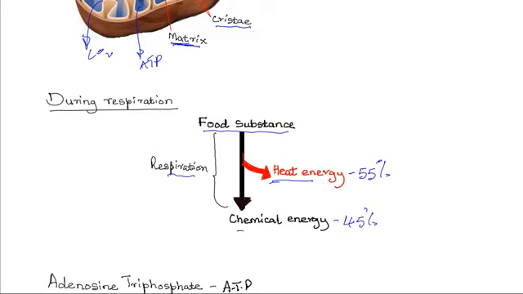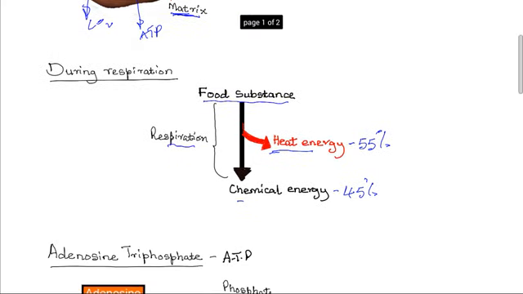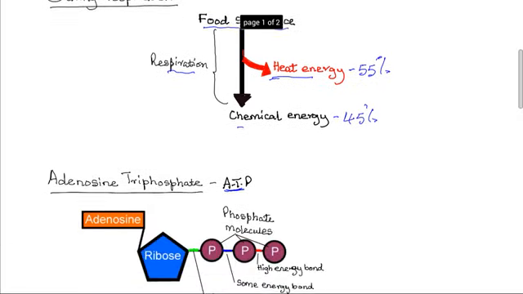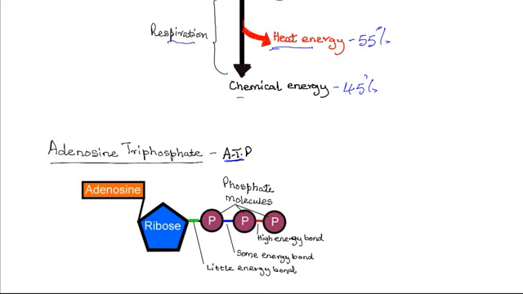The chemical energy is used for the formation of the energy-carrying molecules known as adenosine triphosphate, or in short, ATP. This is the structure of the adenosine triphosphate. It consists of the three components: an organic base known as adenosine, a 5-carbon sugar known as ribose, and the phosphates. There are three of them.